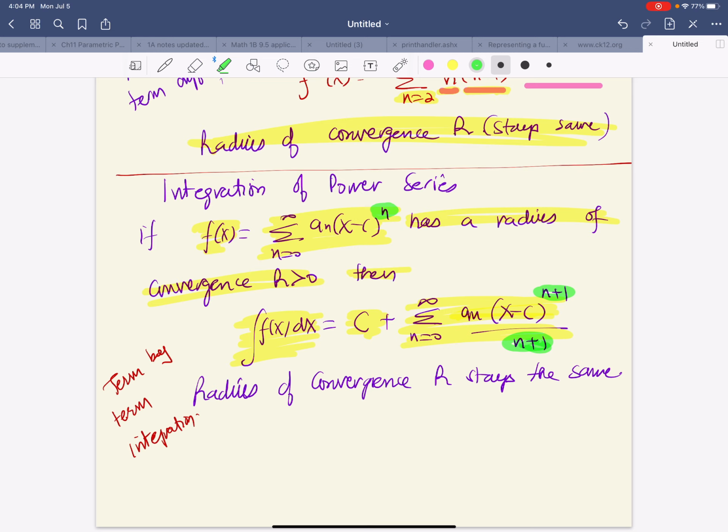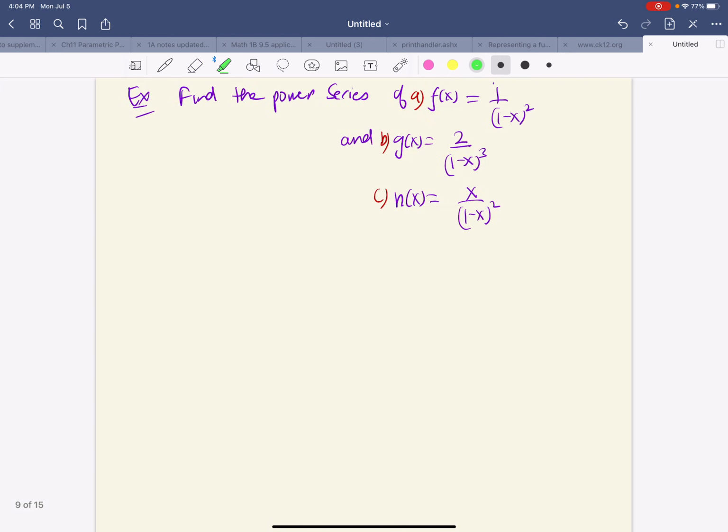This is term by term integration. The radius of convergence r stays the same when we integrate or when we differentiate. Find the power series for the following functions. So we're going to find the power series for all these functions.